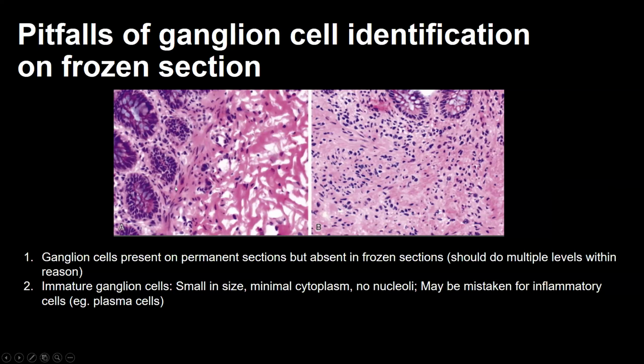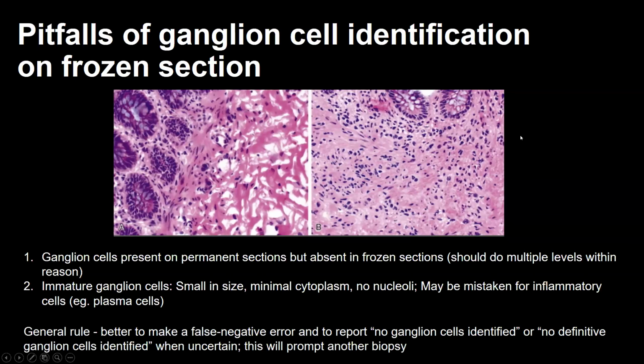And of course, immature ganglion cells, when you have these little babies. I can tell you that these things turned out to be ganglion cells, but it's really hard to tell what they are here in this frozen section. They're small in size. They have very little cytoplasm, maybe even mistaken for things like plasma cells. Some of these in here could very well be ganglion cells, but there's a lot of inflammation admixed, and it makes it very, very challenging, particularly in the tiny babies.